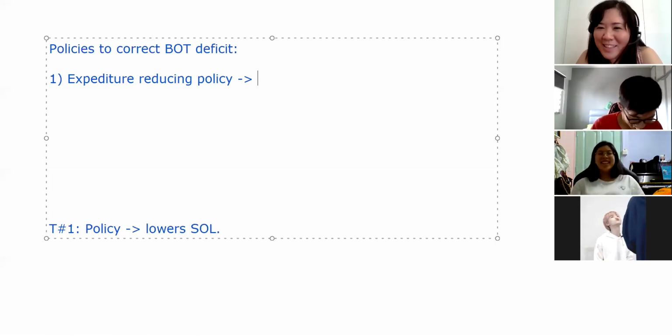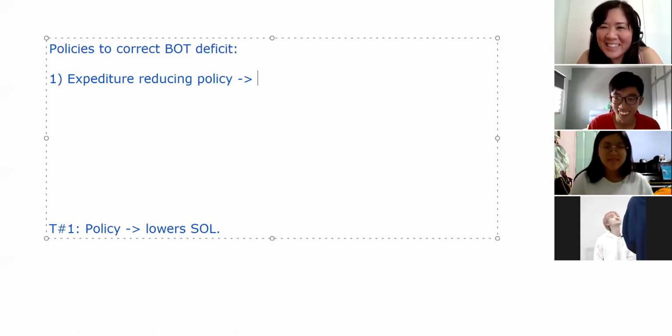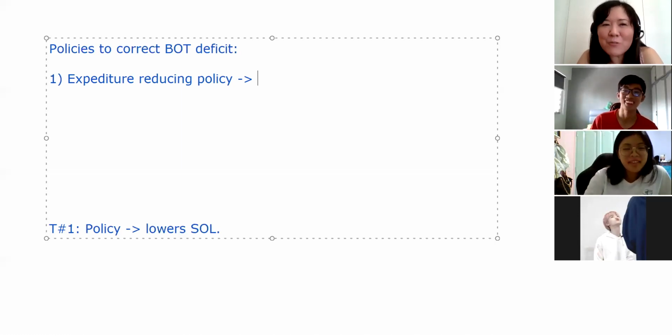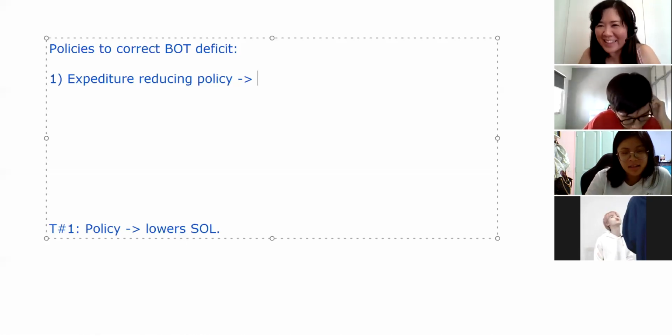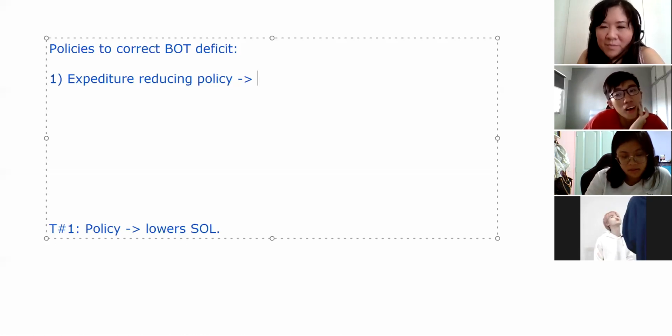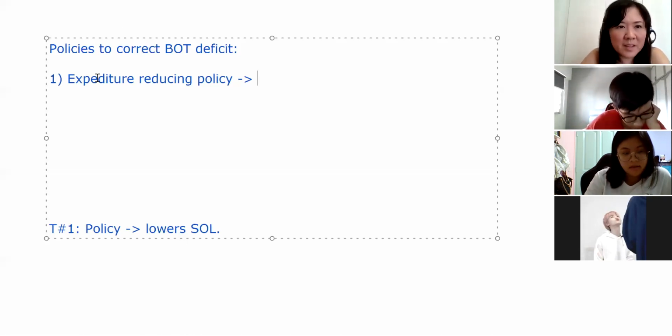Anyone want to help Winston or not? Okay, but good try. Winston, expenditure reducing is correct. But how? So guys, anyone, please? We just went through this last lesson, so this is why we need to practice, right? Okay, so how does it work? Anyone? You can refer to the notes, it's fine. How to reduce expenditure?